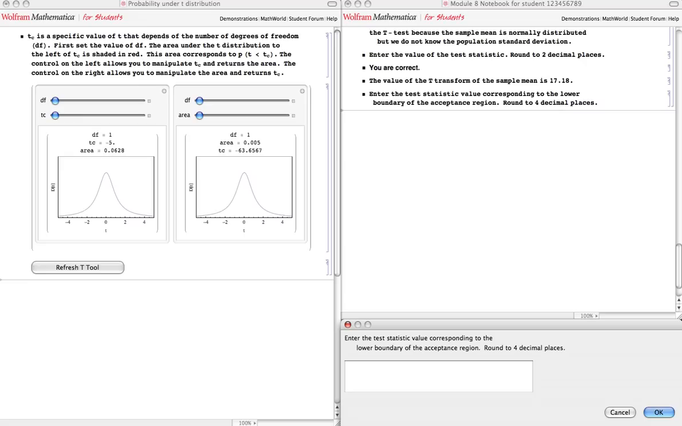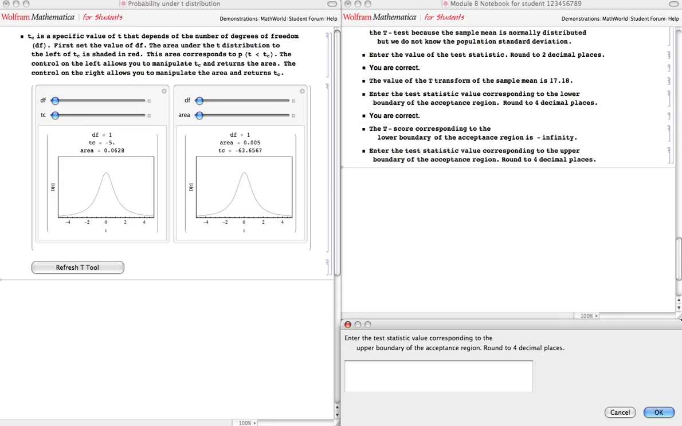Alright, enter the test statistic value corresponding to the lower boundary of the acceptance region. This is a one-tailed test. I will reject the null for a sample mean that's significantly higher than the population mean, so the rejection region is in the upper tail. Therefore, the lower boundary of my acceptance region is minus infinity.